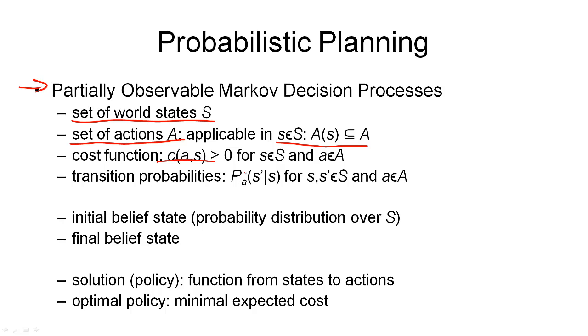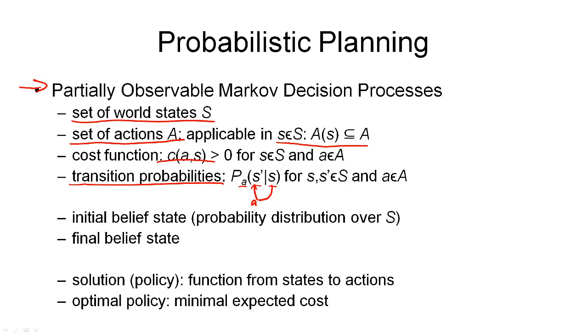But then, in addition to all this, we have the transition probabilities. That is, we have a function that gives us the probability for each action that we end up in state S prime, given that we started in state S. So this is the probability that we get from S to S prime when we execute the action A.